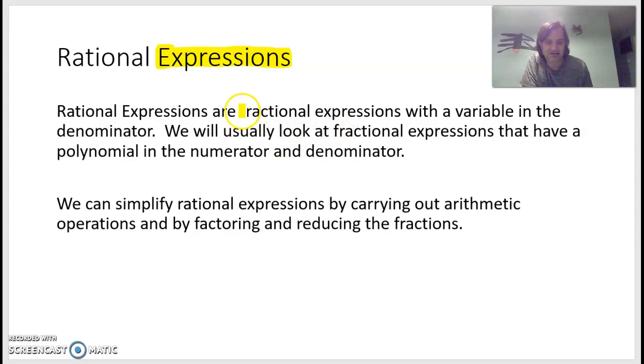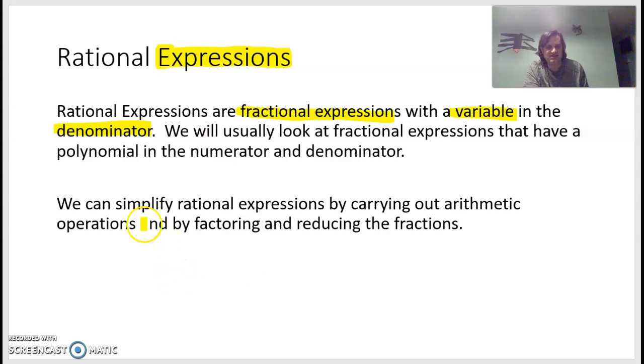So rational expressions are fractional expressions with a variable in the denominator. So basically they are fractions, but we're mainly going to work with fractions that have polynomials in the numerator and denominator. So maybe a quadratic or maybe a cube or even a linear function in the numerator or denominator.